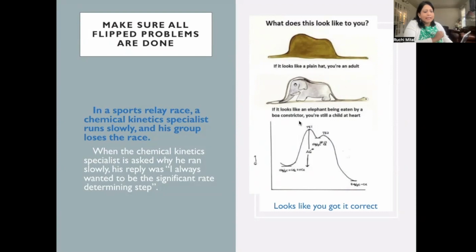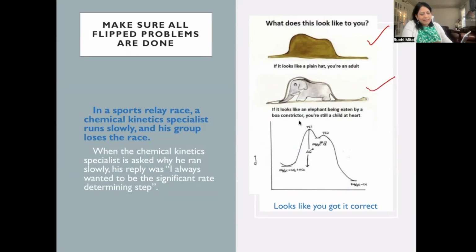Here is something more. What does this look like? It looks like a plain hat. You are an adult. It looks like an elephant eaten by a bull. You are still a child at heart.